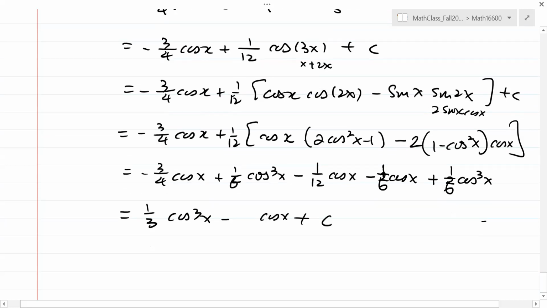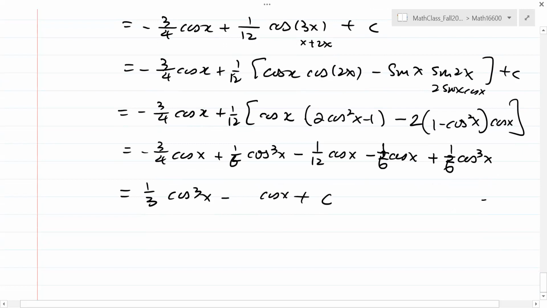Okay, so that's it. And then you can look at the problem we did before that, you will see the same answer. So there are multiple ways to solve the same problem. Okay, and sometimes you get different answers, that look different. You have to modify, then you get the same. Yeah, you get the same expression.